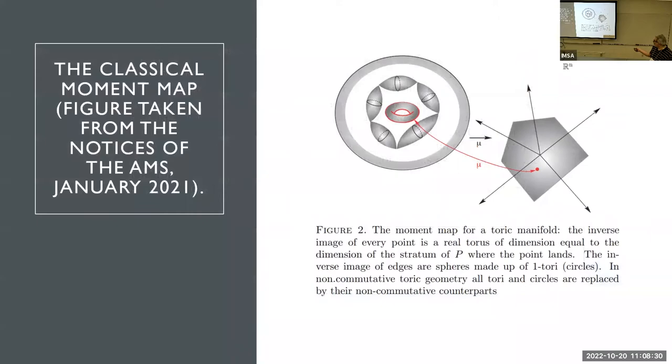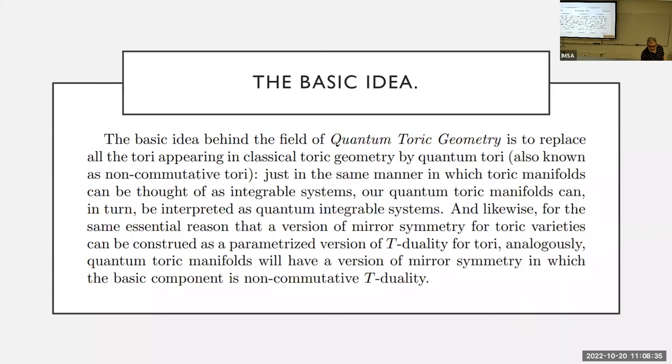And we are going to change these classical commutative groups for quantum tori. Every torus that appeared in the classical theory of toric varieties, I will change for a quantum torus. And then I will get quantum toric varieties, and then I will get quantum toric geometry.